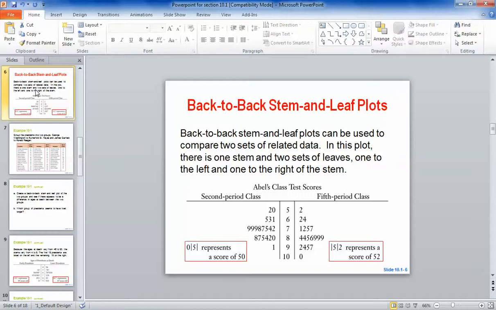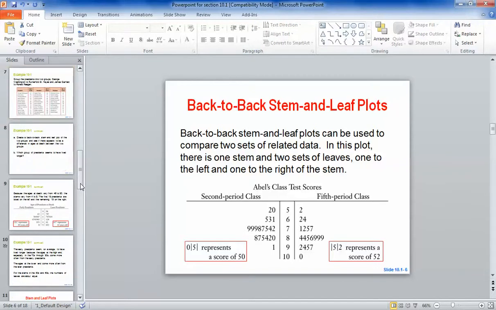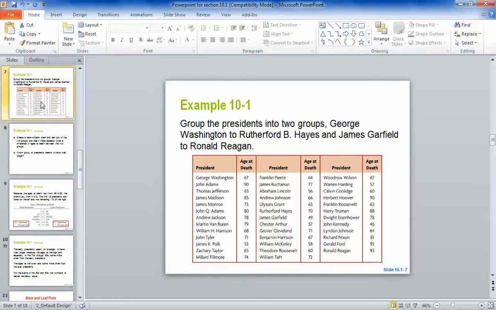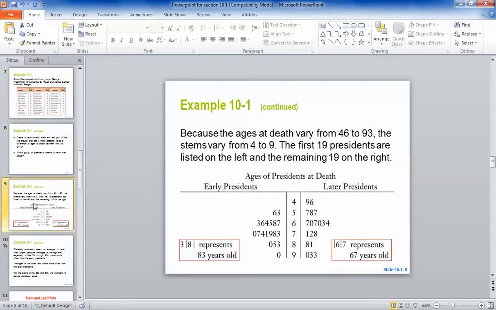So all you're really doing is taking a stem and leaf plot and leafing out both sides, right? One's just going to represent second period here. One's going to represent fifth period. So you can compare the scores right here with different classes in that example. So you might see something like that. But honestly, let's keep that table. Not worried about that. We'll do this. And that.